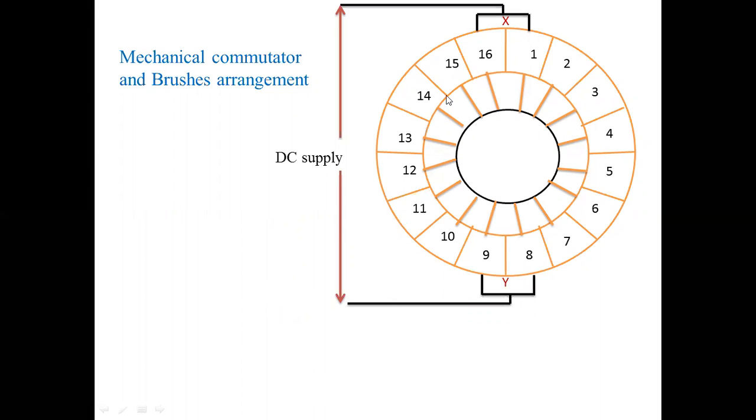These are the segments we have shown, with 16 segments. Two brushes are placed, X and Y. X and Y are the brushes, and these segments, 1, 2, 3 up to 16, are called the commutator segments, and these segments are connected through lines. These are the conductors which are connected towards the copper winding.